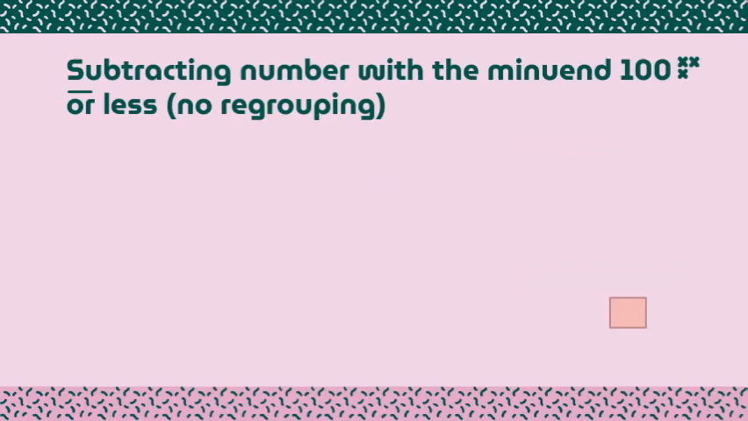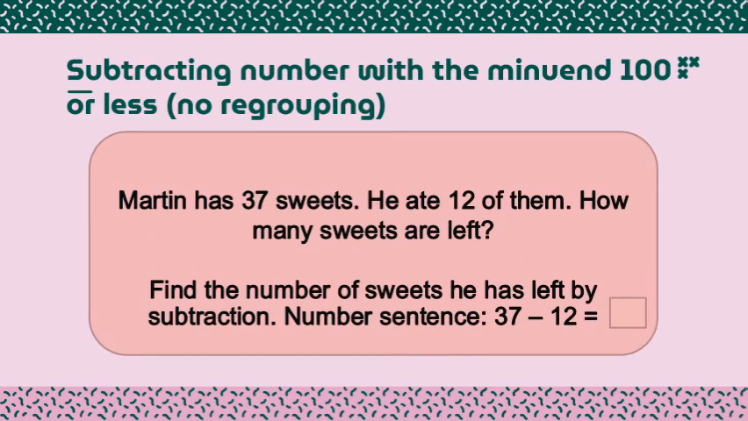For example, Martin has 37 sweets. He ate 12 of them. How many sweets are left? Find the number of sweets he has left by subtraction. This is the number sentence. 37 minus 12 equals blank. Let's find the difference.